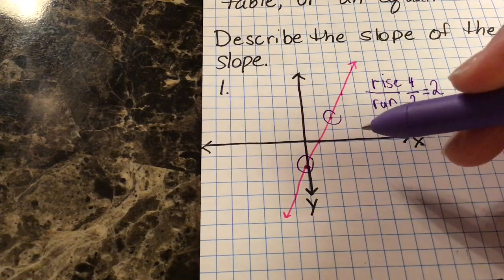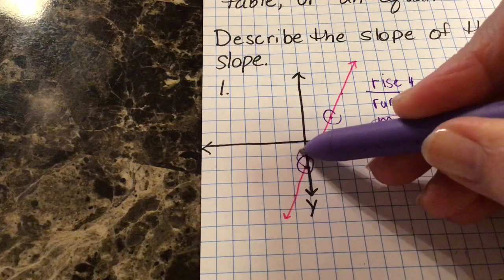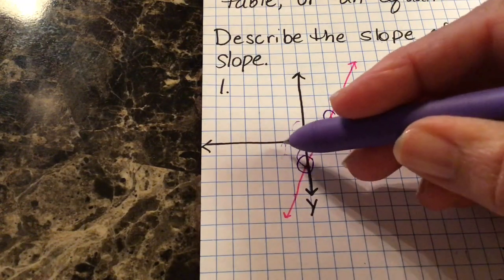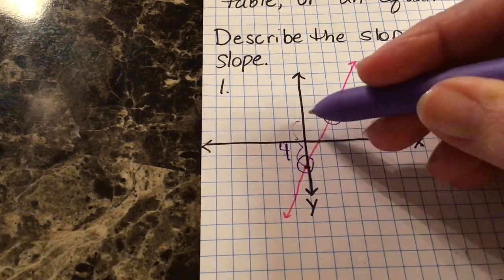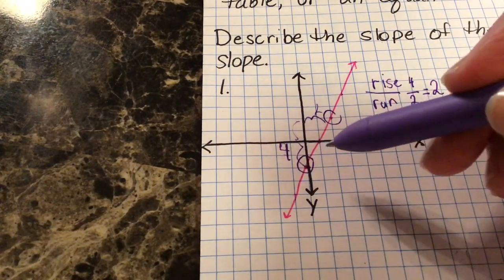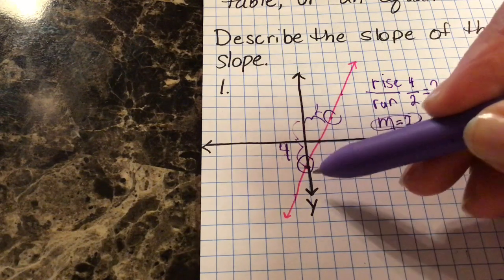There's really no work that you can show for this, except you could draw the line and you could show 4 units here and 2 units here. Now I want to point out something. I did not select this point, but I could have, and if I would have, watch what happens.